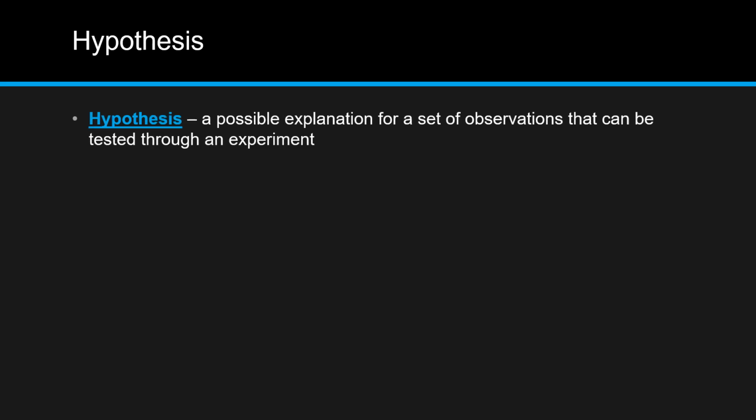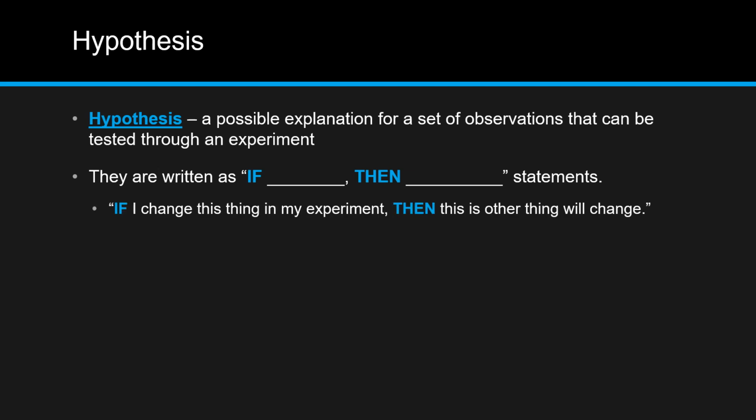Now let's write a hypothesis for our experiment. This will again help us easily identify two of our variables, and you can use this as a handy strategy for the future. A hypothesis is a possible explanation for a set of observations that can be tested through an experiment. Think of it like an educated guess about what you think will happen when you perform an experiment. Hypotheses are written as if-then statements. A general hypothesis would be written like, if I change this thing in my experiment, then this other thing will change this way. I like to think of it like cause and effect.